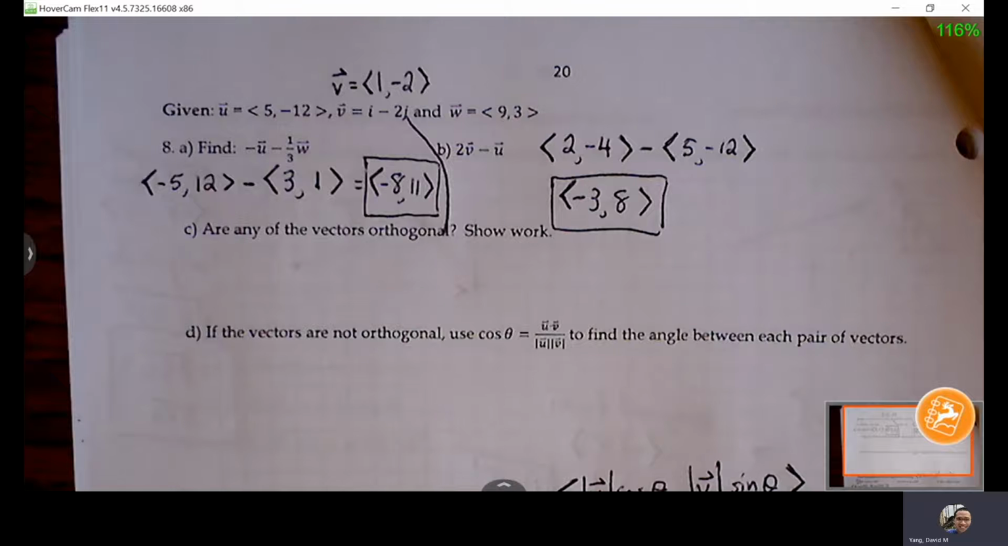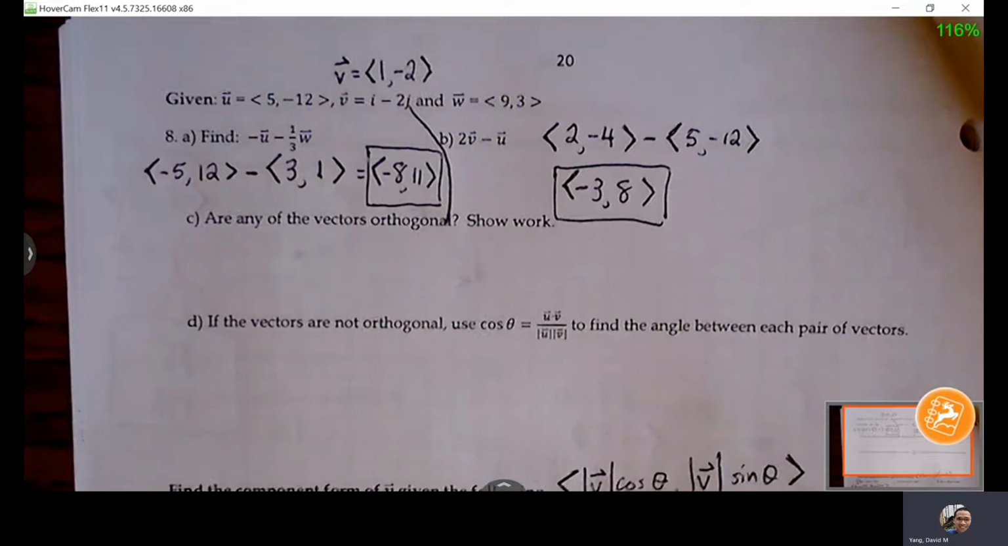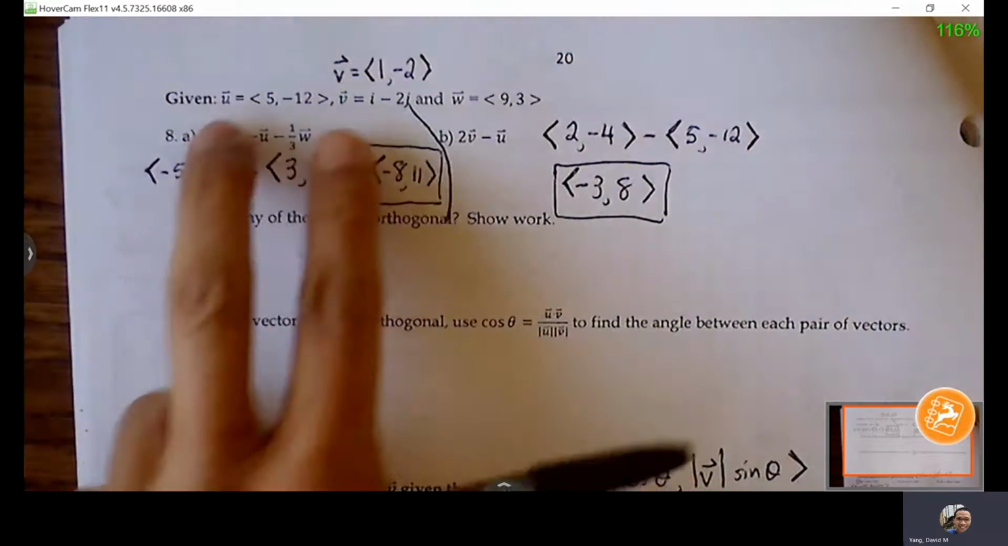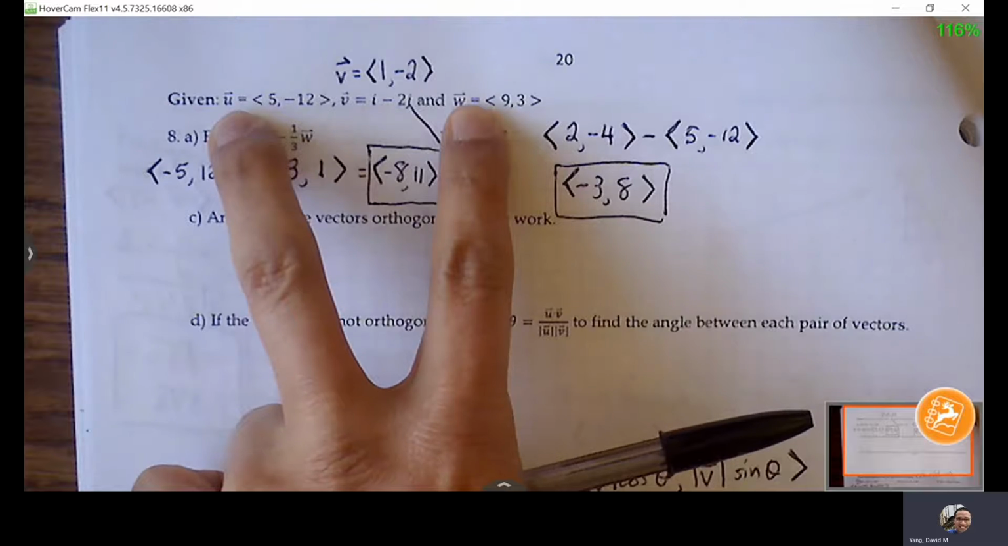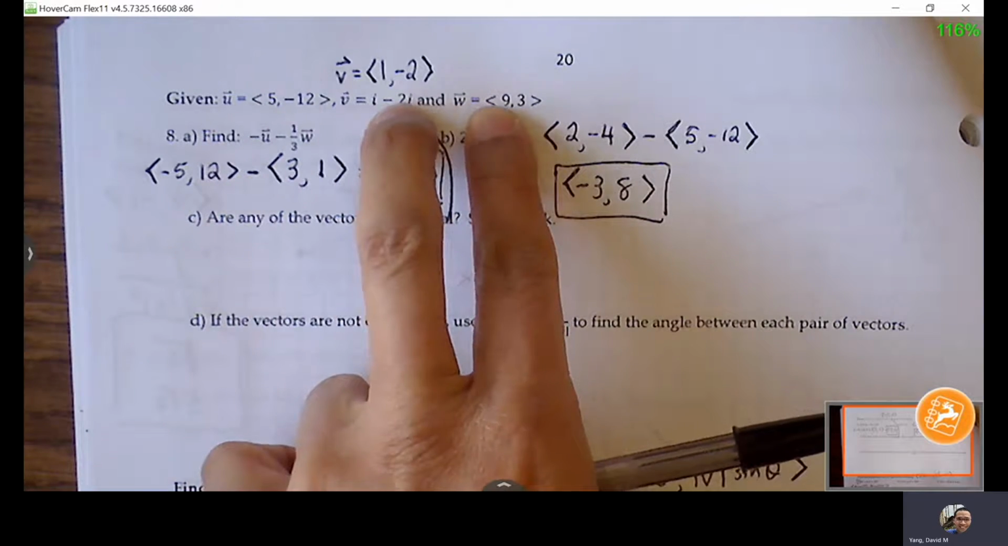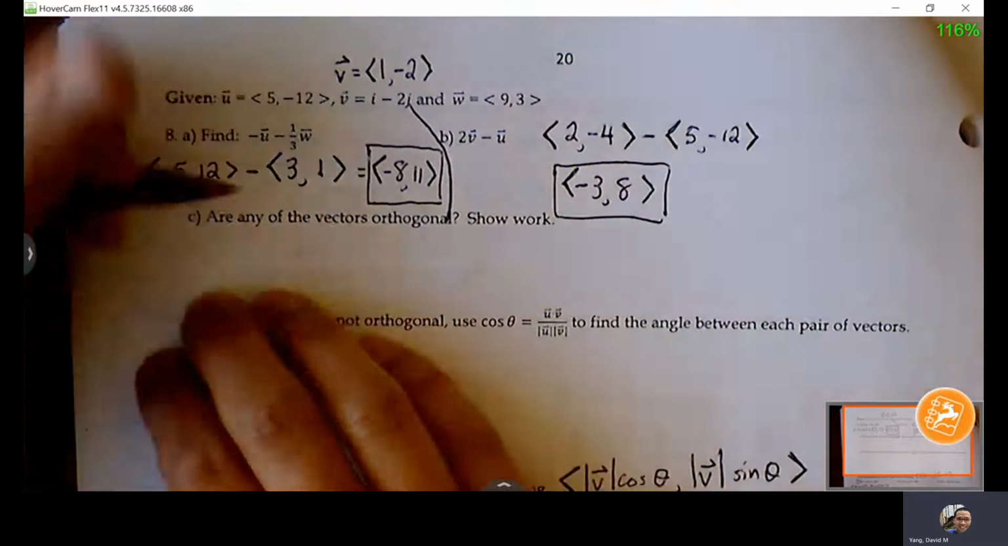Okay, part C says, are any of the vectors orthogonal? So orthogonal means dot product is equal to what? 0, right? So I'm just going to test all the dot products here. So I'll do dot product of U and V. I'll do dot product of U and W. And I'll do the dot product of V and W, right? So those are all the options.